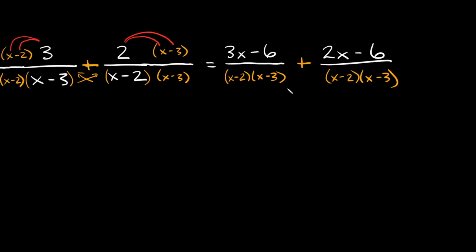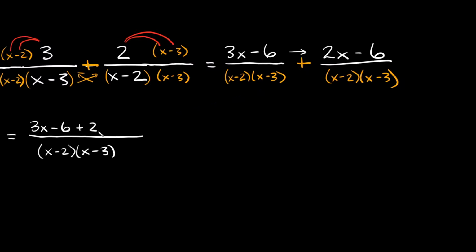All right, cool. So as you can see, now we have the same denominators, right? x minus 2 times x minus 3. So if we're adding these two together, just keep the same denominator, right? So on the bottom, we're just going to have x minus 2, x minus 3. And on top, we're just adding straight across, right? So we're going to have 3x minus 6 plus 2x minus 6.